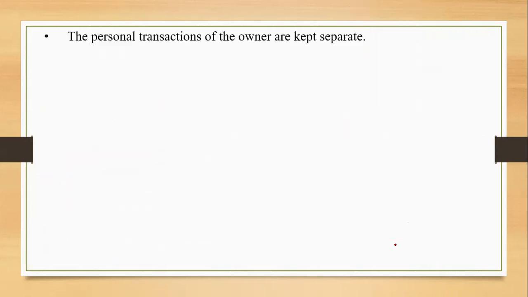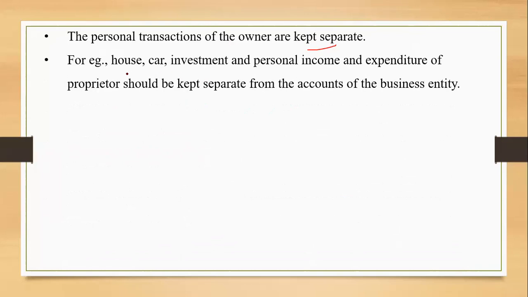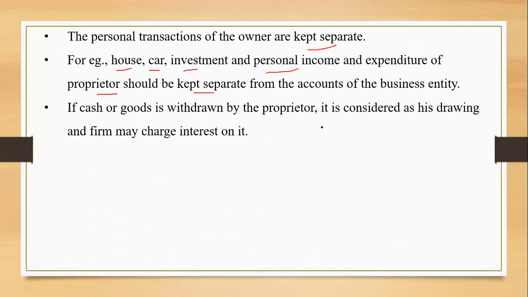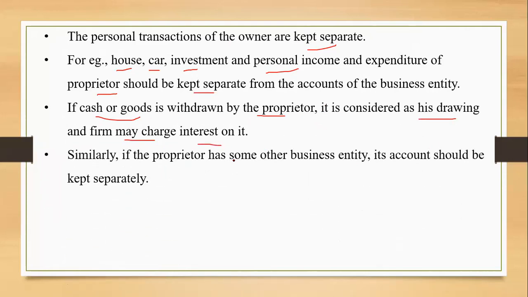Some more things are related to this concept. The personal transactions of the owner are kept separate. We are not going to have a mix of the two things, the owner's personal transactions as well as business transactions. Whichever personal transactions there are of the owner, they will be treated as drawings. For example, a house or a car or investment, and personal income or expenditure of the proprietor should be kept separate from the books of accounts of the business entity. And if cash or goods are withdrawn by the proprietor, it is taken as his drawings, and the firm may charge interest on it. Similarly, if the proprietor has some other business entity, its accounts should be kept separately.